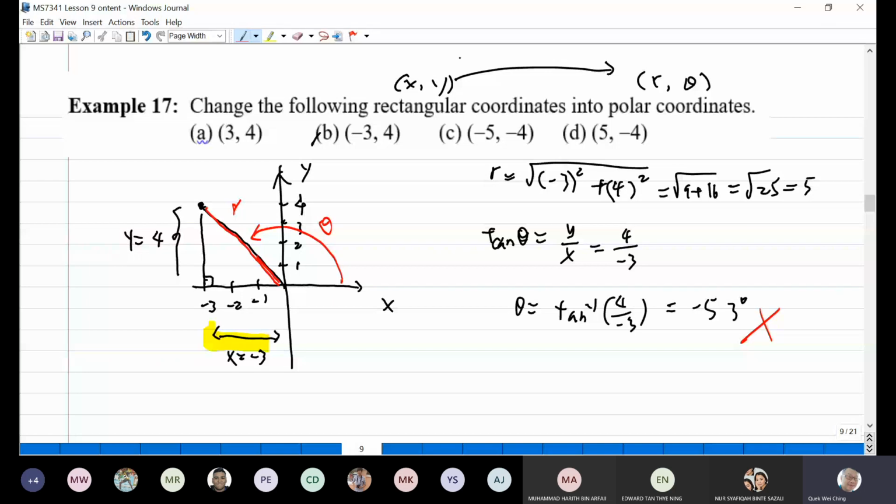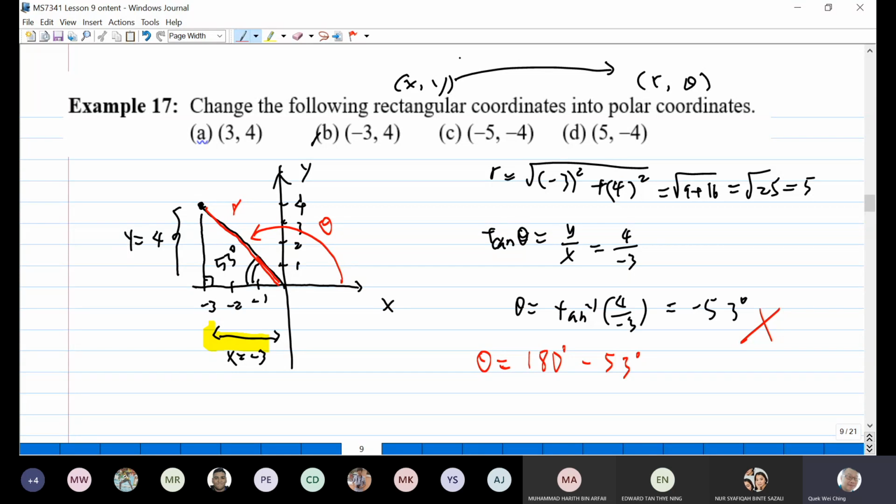But what this number tells you is called the reference angle. Basically, it's just telling you that this angle, ignoring the sign now, is 53 degrees. Okay, if we know the sign, this angle is 53 degrees. So what is the angle theta now? Look at your diagram: take 180 minus 53 degrees, then you get the answer now.